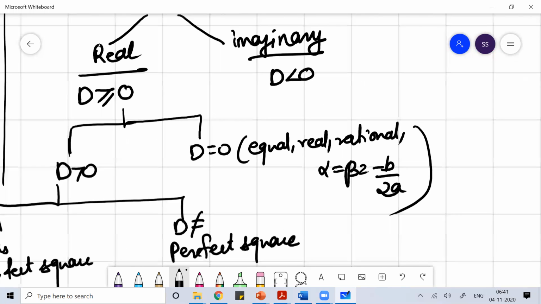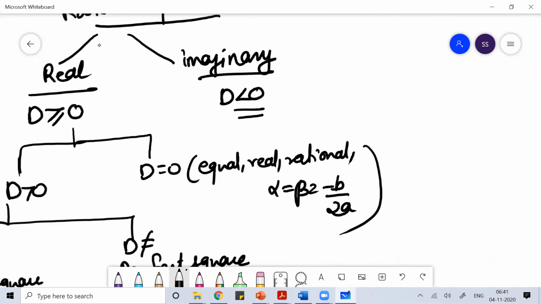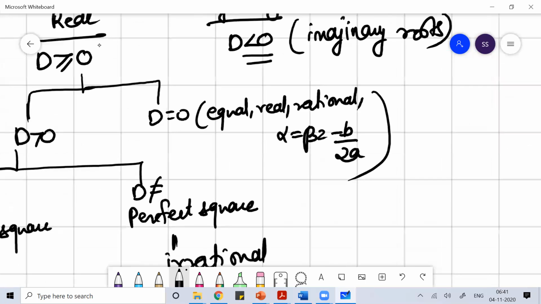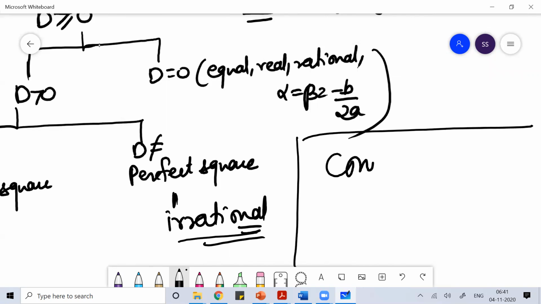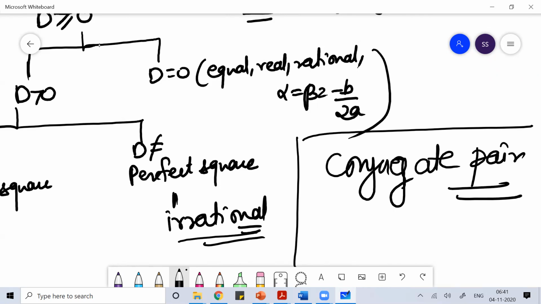Whenever the discriminant D is less than 0, you get an imaginary root. Always remember, whenever you get an imaginary root or an irrational root, your roots are always in conjugate pairs.